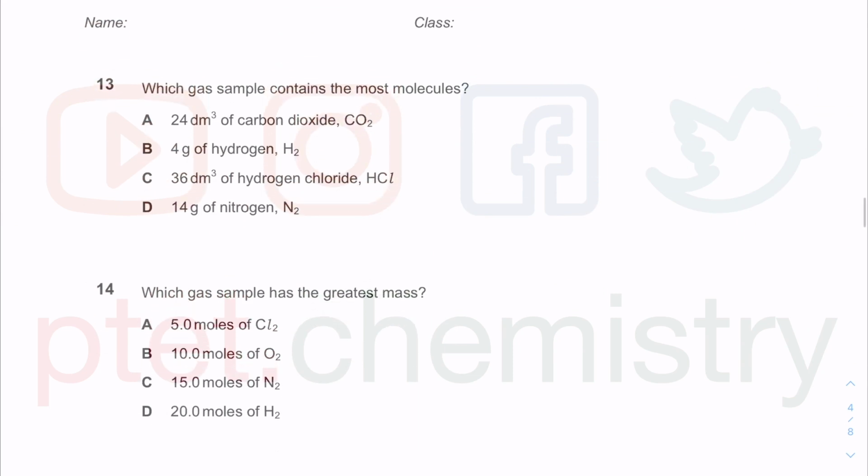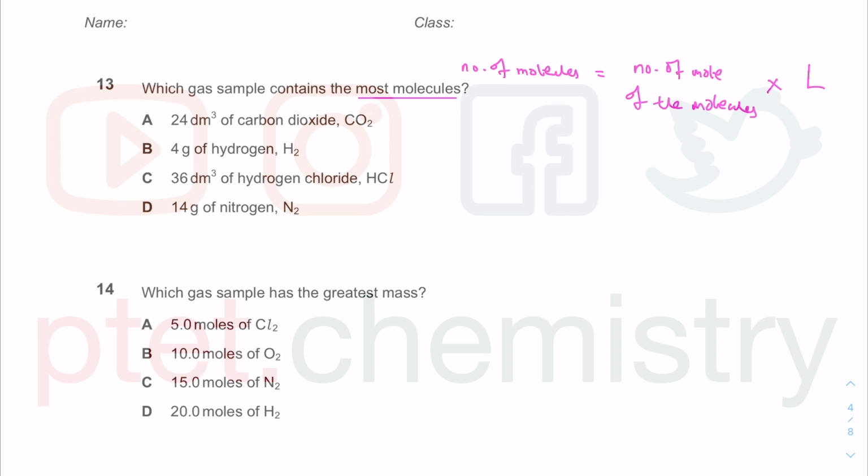Question 13, which gas sample contains the most molecules? The number of molecules is equal to the number of mole of the molecules, how many mole you have, times the Avogadro constant, which is 6.02 times 10 to the 23. There was a lecture tutorial associated with this a long time ago, which you will have done the examples, completed the work, received the feedback, and learned how to do it on your own.